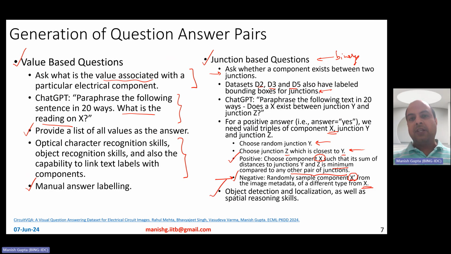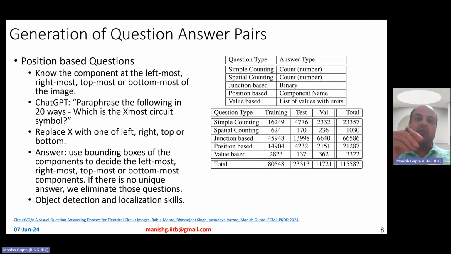Again, to be able to answer junction-based questions, which are sort of difficult, you need object detection and localization skills as well as spatial reasoning skills, understanding where these junctions are and what the component in between is.